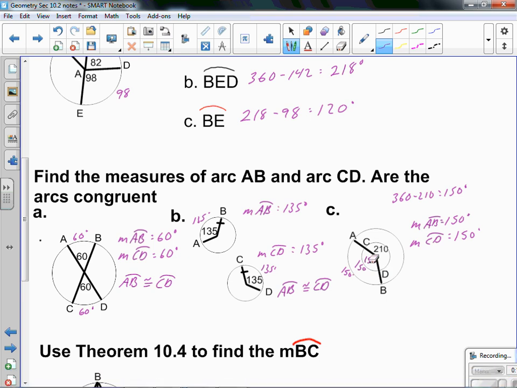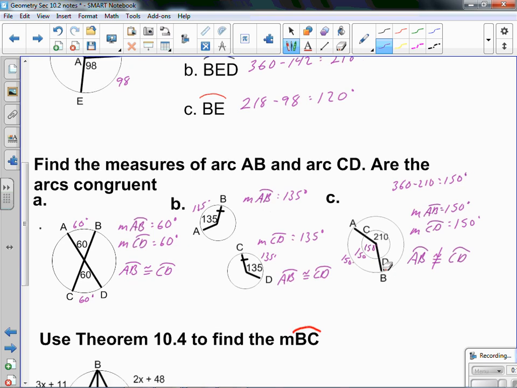Alright, so they're off of the same central angle. They're the same measure, but there's a big difference in the size of the arc, right? The circle is much smaller than the outside circle. So just because this is 150 degrees of the small circle doesn't make it the same size as 150 degrees of the big circle. So this one, we would say that arc AB is not congruent to arc CD because the two circles are not the same size, even though the arc measures are the same.